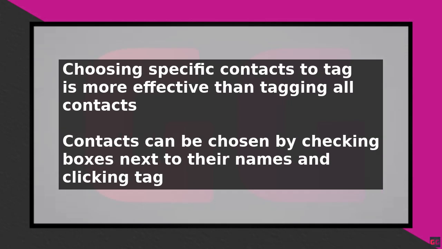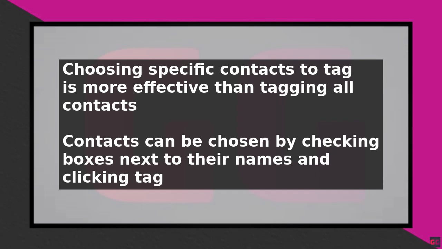After selecting the contacts, click the Tag button, which is usually represented by a small tag icon. A pop-up window will appear, allowing you to add a new tag or select from existing ones. If you are creating a new tag, simply type it in and click Add to create it.